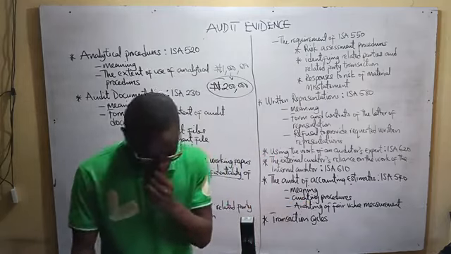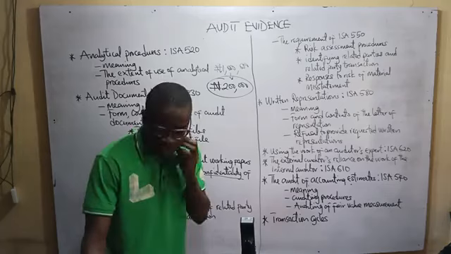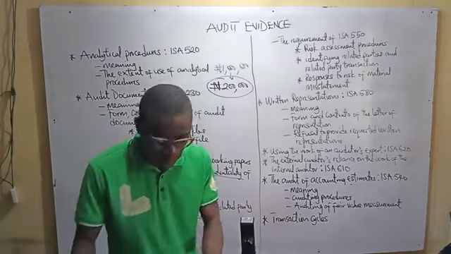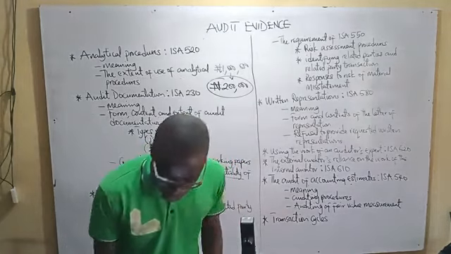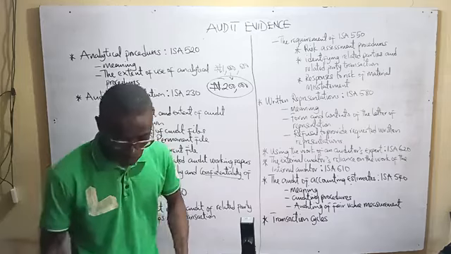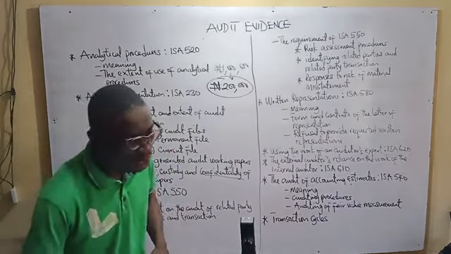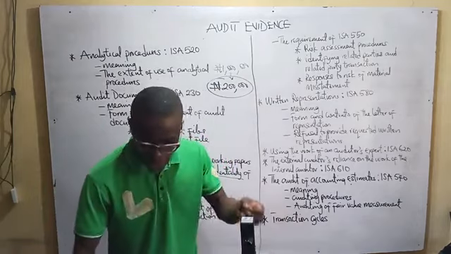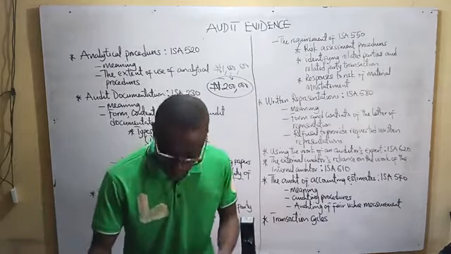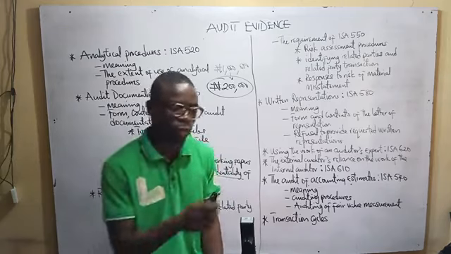Am I communicating now? Two is that the auditor must re-evaluate the integrity of the management. He should re-evaluate the integrity of the management and reconsider the impact on other representations and audit evidence. Look at it now.